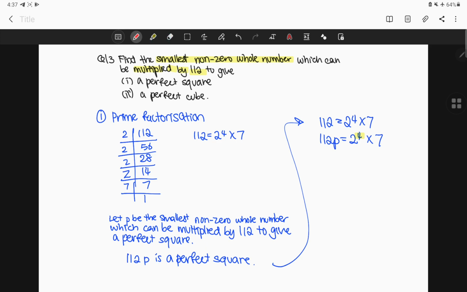What about 7? 7 is to the power of 1. Is 1 a multiple of 2? No, it's not. So we actually need to add one more 7 to the power of 1. So the only thing that we multiplied in addition is this, 7 to the power of 1. So therefore p would be 7 to the power of 1, which is basically just 7. So p is equal to 7.